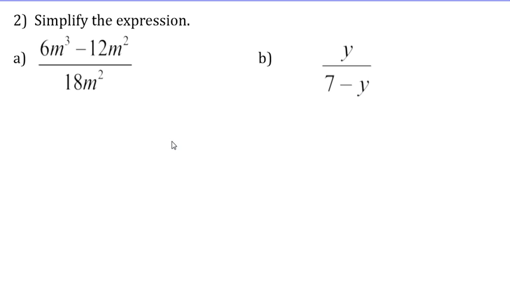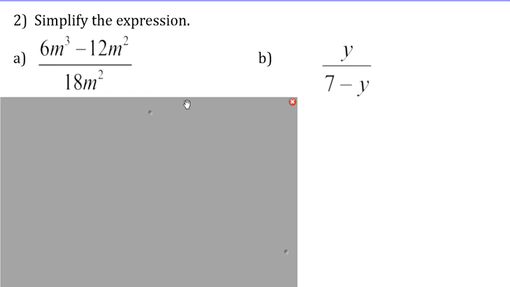Let's try another scenario. Here we have 6m to the third minus 12m squared divided by 18m squared. Again, we want to look at the factors of the numerator and the denominator. So if I'm just looking at this polynomial here, and we're talking about the factors, I want to say, do they have any greatest common factors we could divide out from both of those to help simplify that polynomial in the numerator? I can see they both have a 6 in common, and they have m. In fact, I could divide out 2 m's from each of those for an m squared.